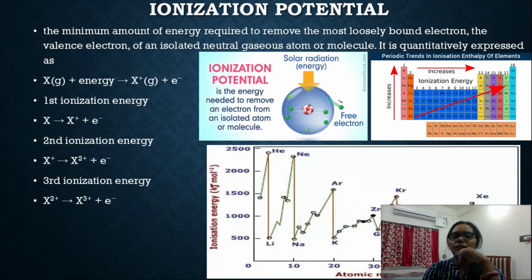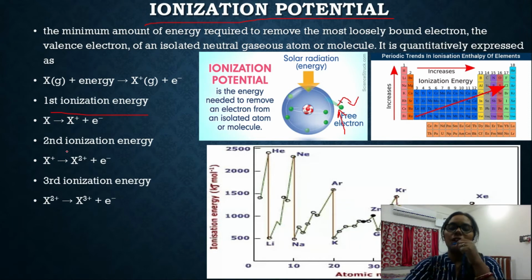I'm just repeating at a glance. This is the ionization potential. Generally, ionization potential is from the outermost orbital. If we want to remove one electron, whatever energy we have to give is called ionization energy. So we have first ionization energy. If we remove a second electron, that is second ionization energy, and removal of the third electron is third ionization energy. This is the trend of the ionization energy.